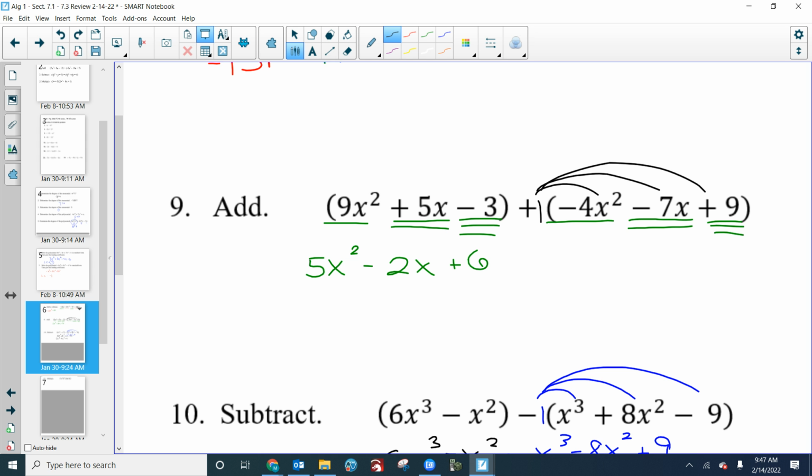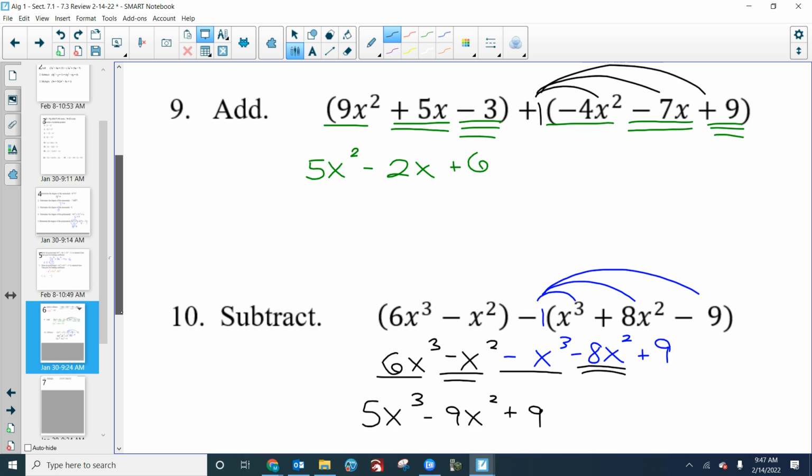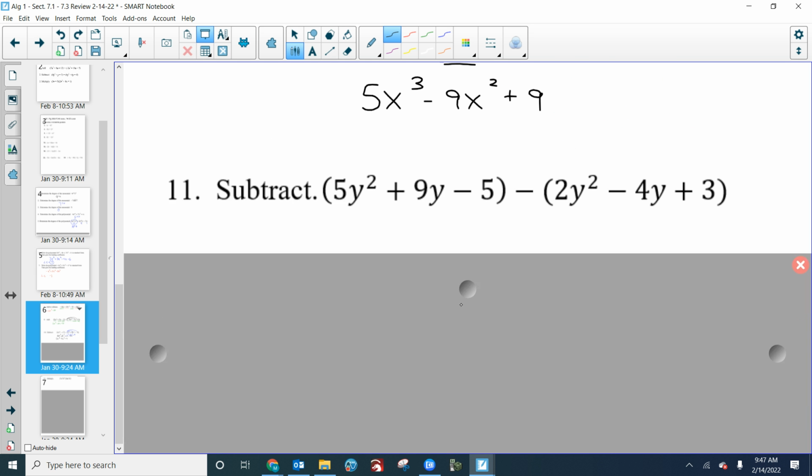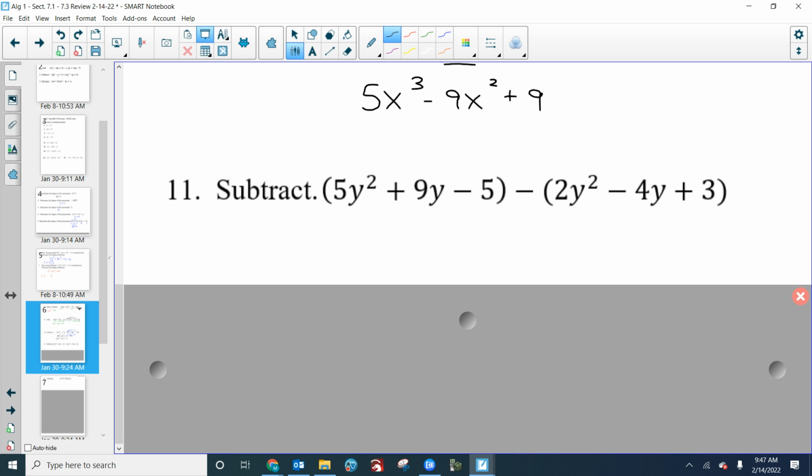What happens when you do 1 times -4x squared? Same thing. 1 times -7x. Same thing. It's a pointless step. Do you agree? We wouldn't do that. But what happens when you distribute a -1? It makes everything the opposite sign. Do you understand how that's necessary now? Okay? So just be careful there. Go ahead and try this on your own and see if you guys can get this one without help.